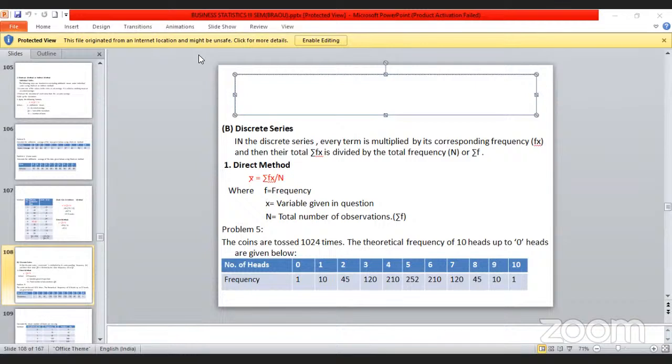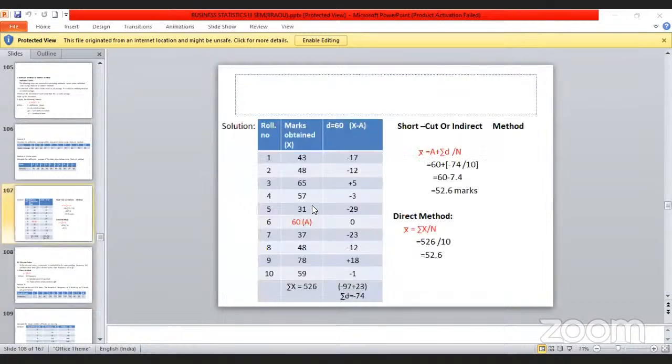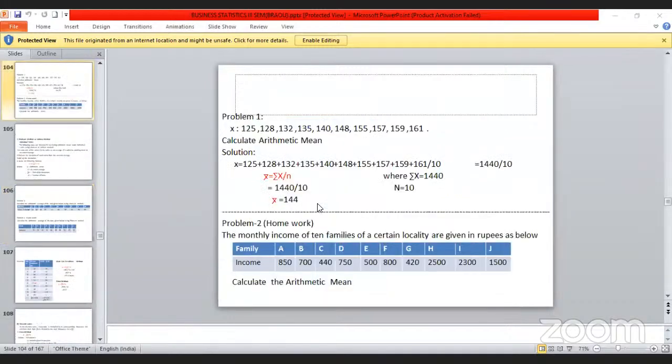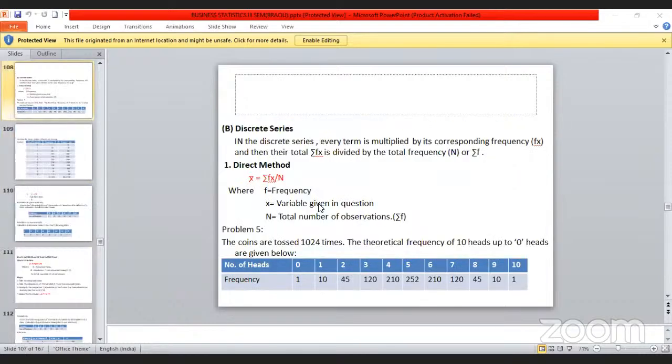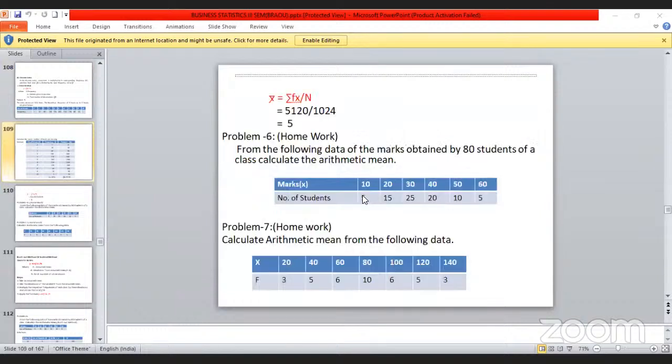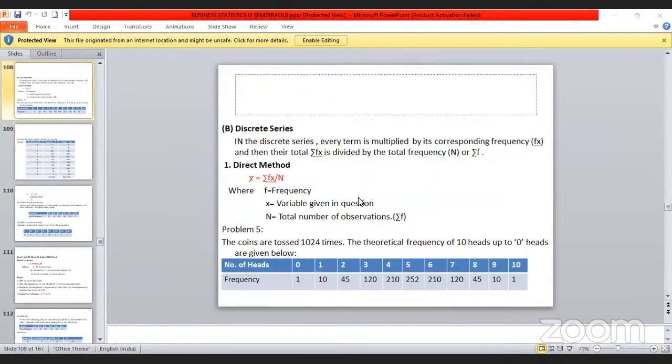Okay. Khatija, in the last class, what have we completed? Arithmetic mean for ungrouped data, direct method and indirect method, ma'am. Till here we finished, or this one? Where did we reach? This is done? Individual series only, ma'am. Not discrete series. Yes, ma'am.